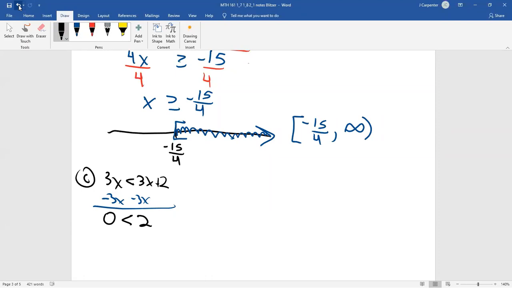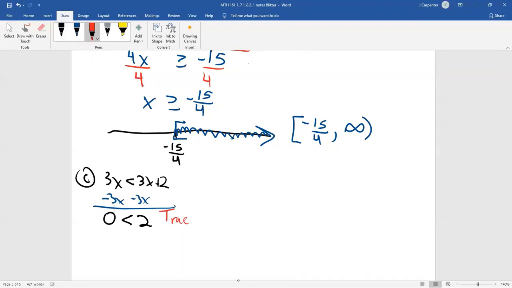When your variables disappeared with equations, that meant we had to make a true or a false statement. So before we would get something like 5 equals 5 and we'd say true, or we'd get something like 5 equals 9 and we'd say false. Well, this is a little more open-ended because of the direction. 0 less than 2, but it doesn't matter that it's more open-ended, it's still true. 2 is bigger than 0, or 0 is less than 2.